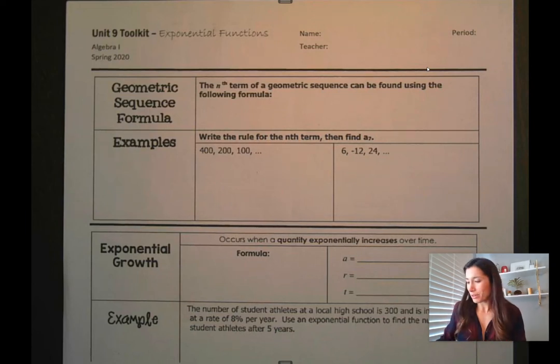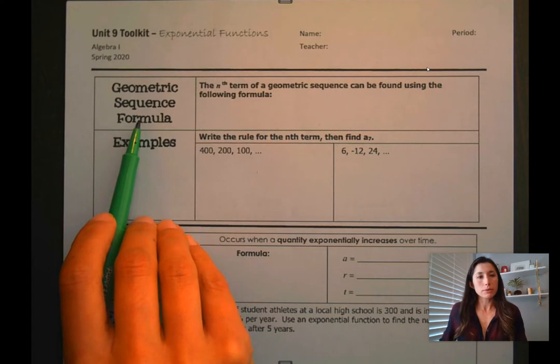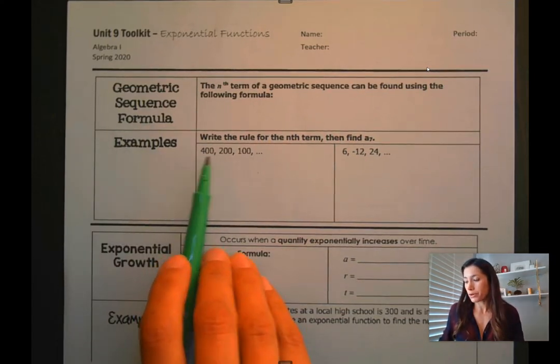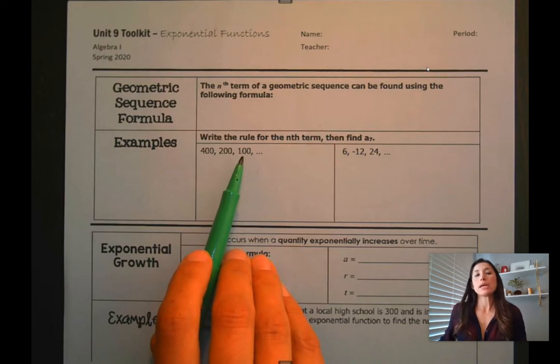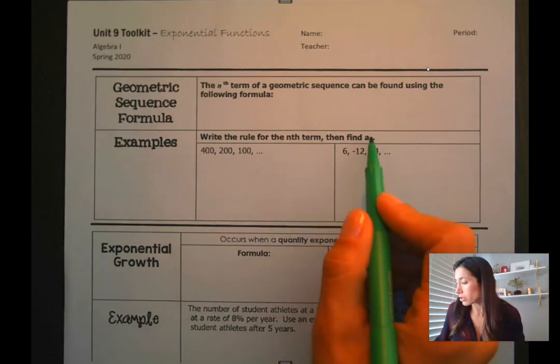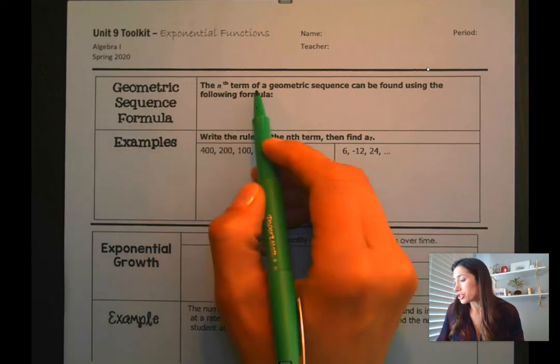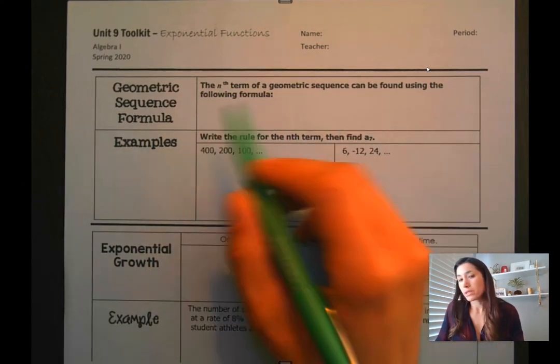Okay, so today we're looking at a geometric sequence formula. Basically we are looking at a list of numbers, just like we have here, 400, 200, 100, and we are trying to write a rule to figure out maybe our nth term, or maybe in this case, our seventh term here. The nth term of a geometric sequence can be found using the following formula.